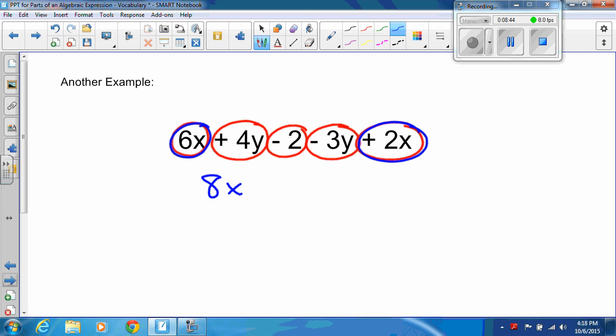All right, now I have my y's. I have a plus 4y, and I have a minus 3y. That's the same thing we did before where it just became plus y. And then we have a minus 2.